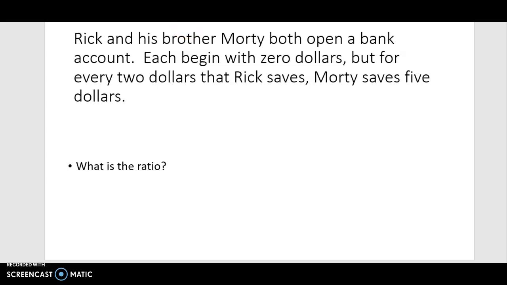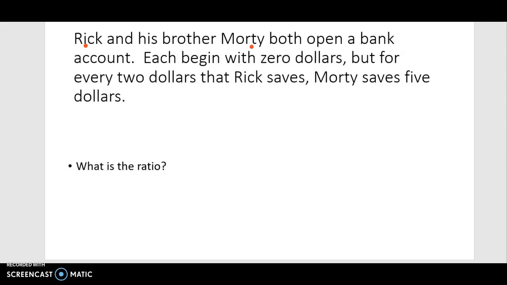Alrighty, so now we have a word problem here, and it's talking about Rick and Morty. They open a bank account. Each begins with $0, but for every $2 that Rick saves, Morty saves $5. So the first thing says, what is the ratio?